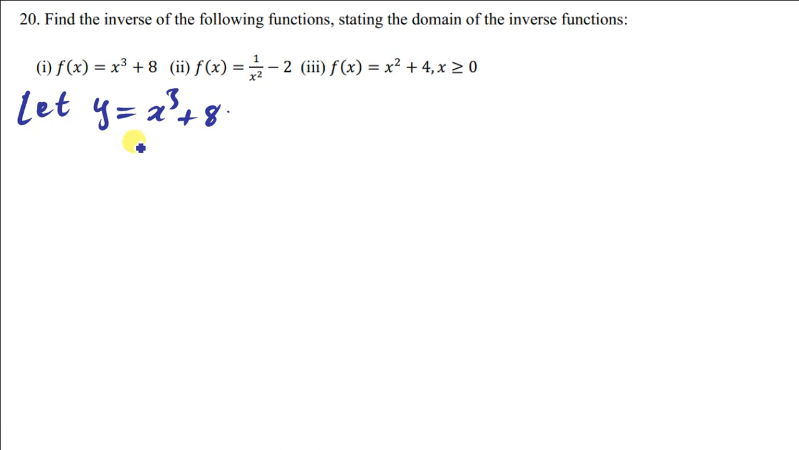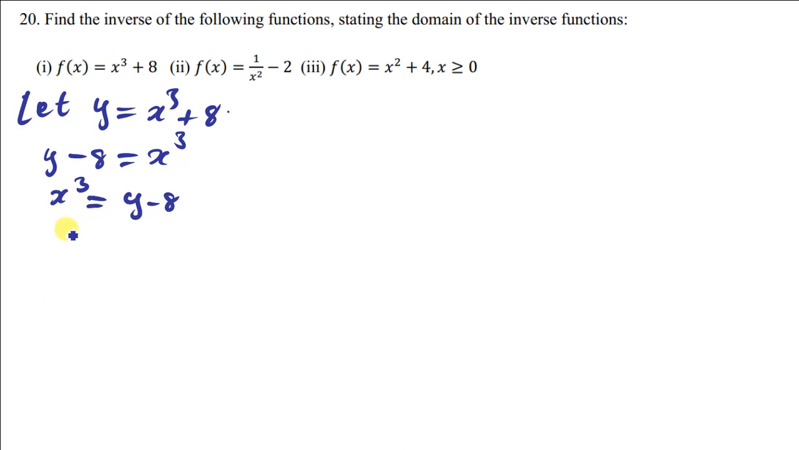Then make x the subject of the formula. That's the next step. So we're going to take 8 to the other side of the equal sign, and we're going to have y minus 8 is equal to x to the power 3. So this can also be written as x to the power 3 is equal to y minus 8.